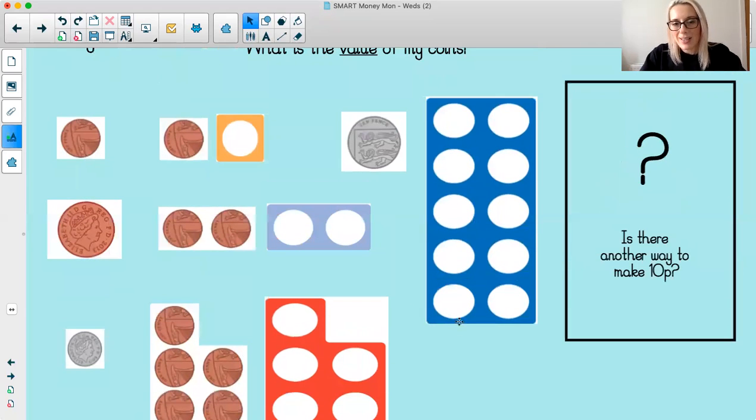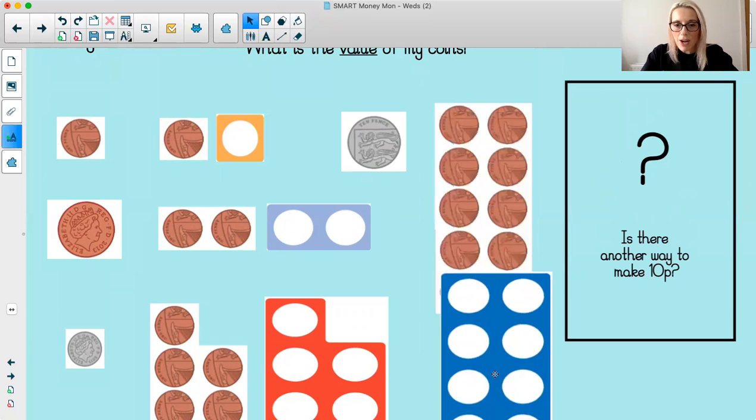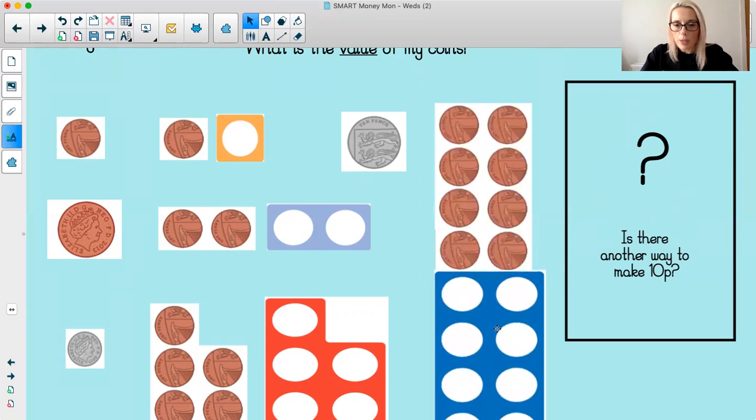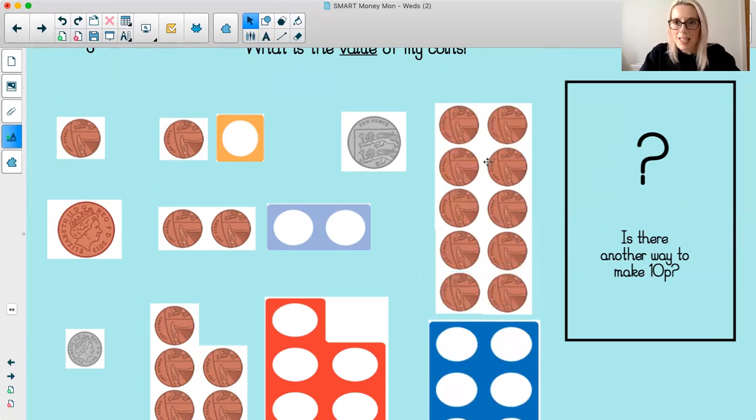Right, let's have a look. This is a 10 plate, isn't it? What do you think could be behind here? It's going to be the same as 10p. So what do you think it could be? That's right. There we go. Let's move that out of the way. It is 10 1 pennies. So 10 1 pennies is the same as 10 pence. Now I've got a question for you. Is there another way we could make up our 10p?